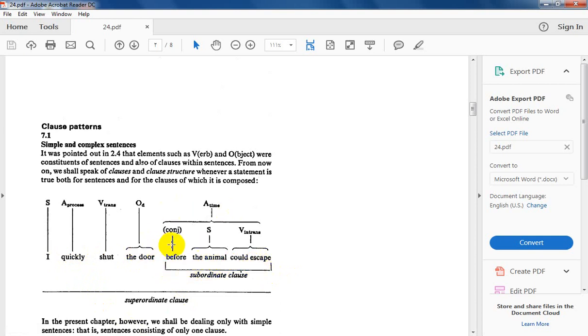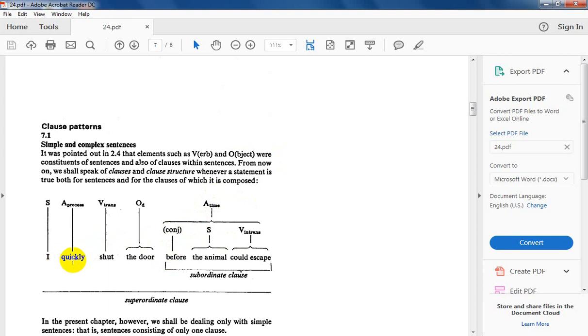This sentence is called a complex sentence. Why is it complex? Because it contains more than one simple sentence. And again, we have what is called before, the conjunct. The conjunct, from its name, connects two simple sentences or more than two simple sentences to form a subordinate clause.